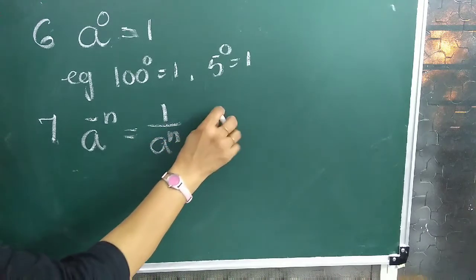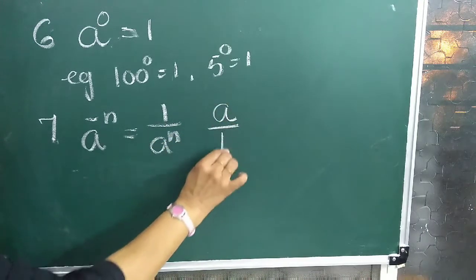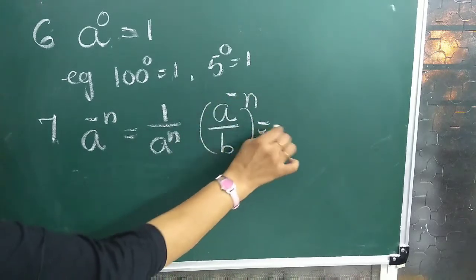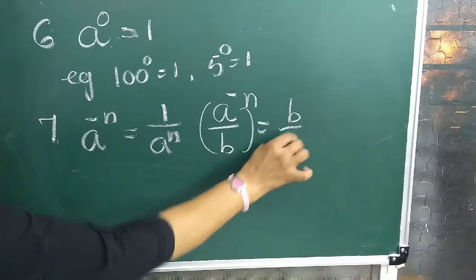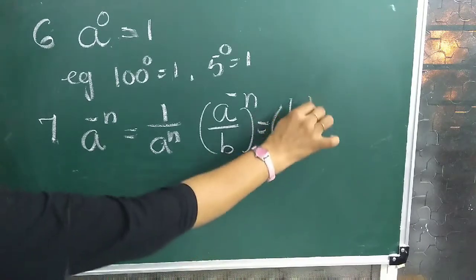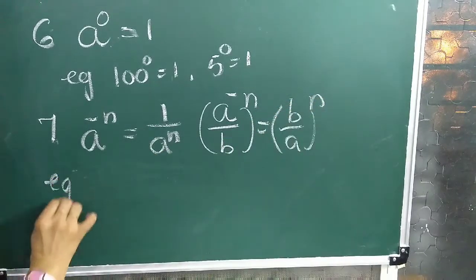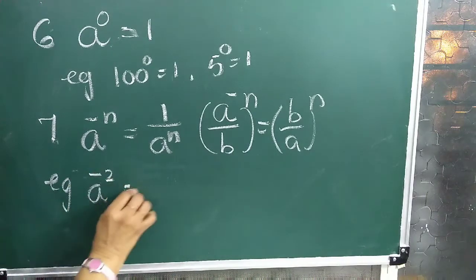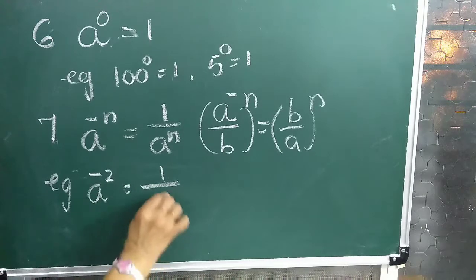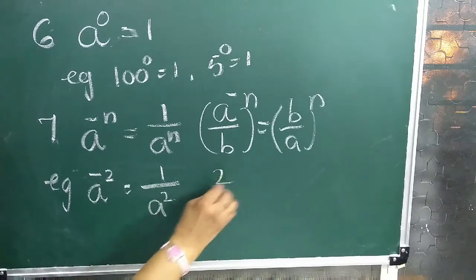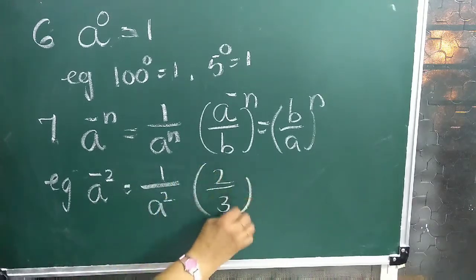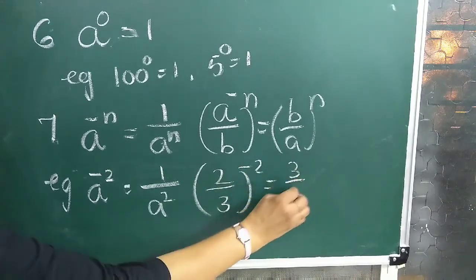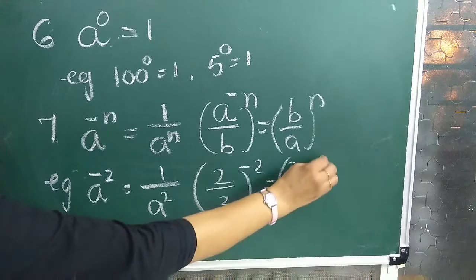Now the seventh one: a to the power minus n can be written as 1 upon a to the power n, and again a upon b whole to the power minus n is equal to b upon a whole to the power n. For example, a to the power minus 2 is equal to 1 upon a square, and 2 upon 3 whole to the power minus 2 can be written as 3 upon 2 whole to the power 2.